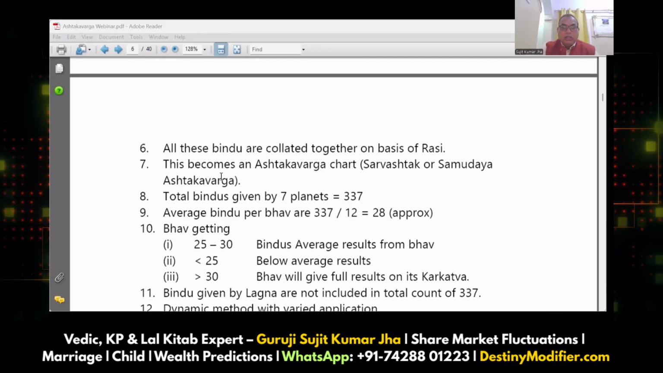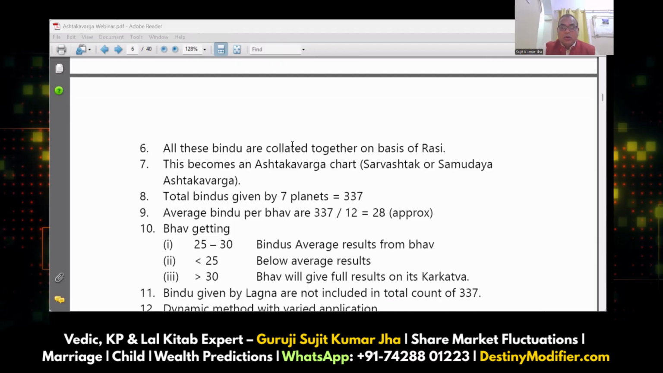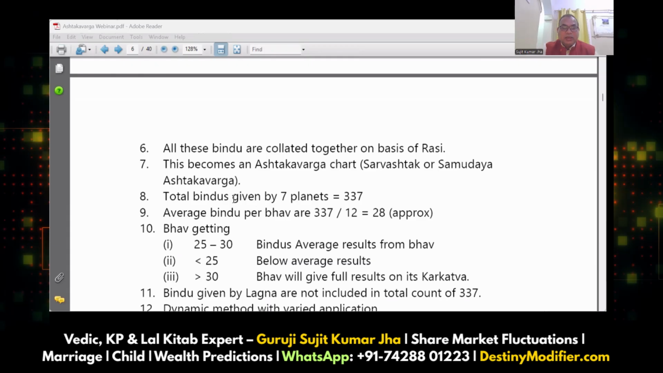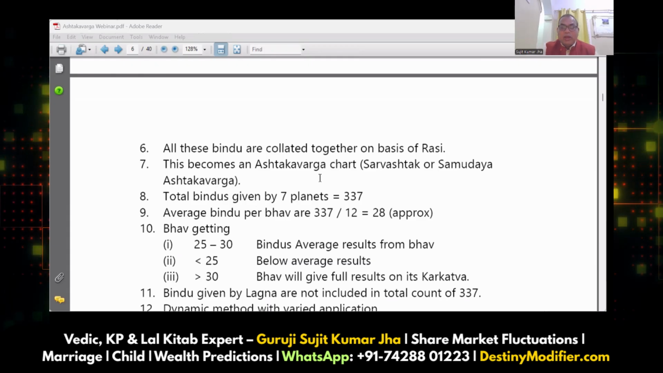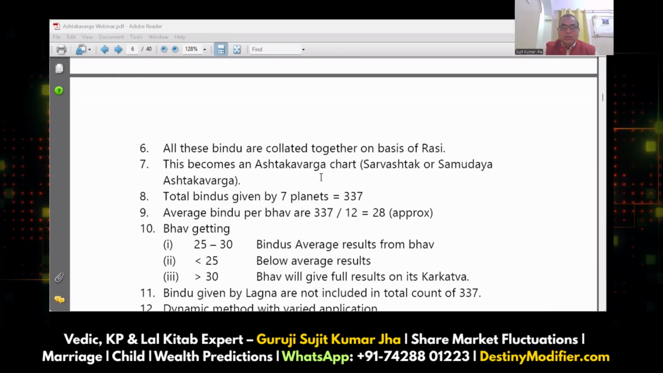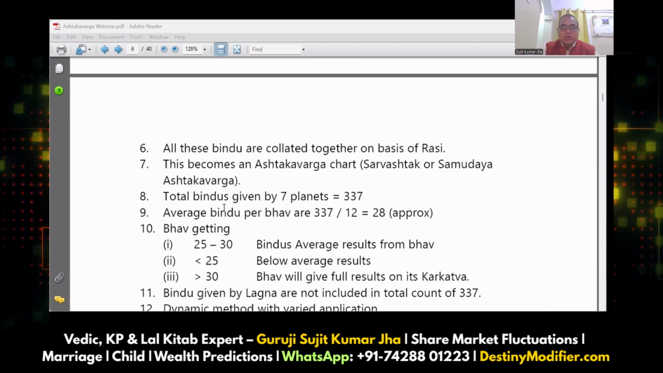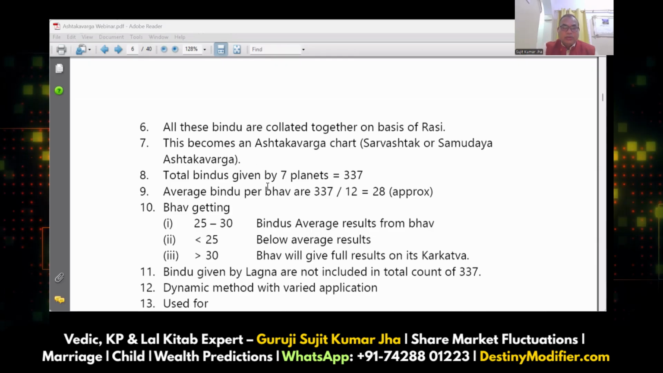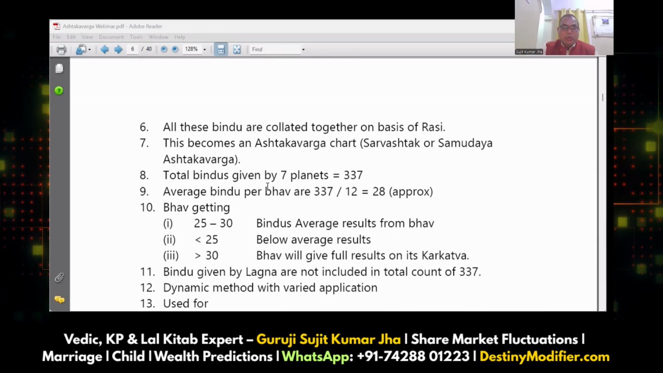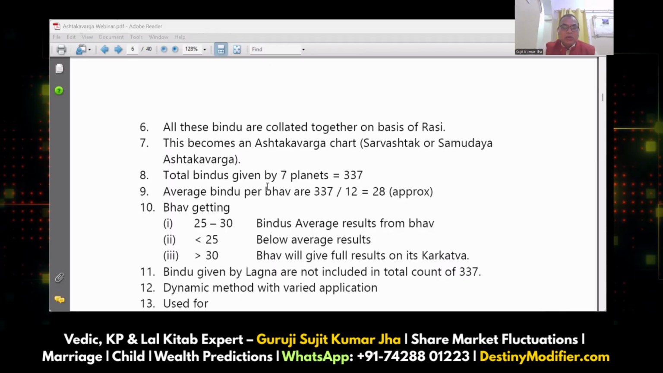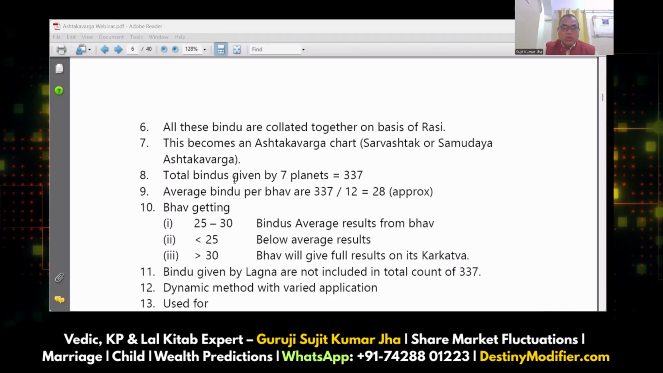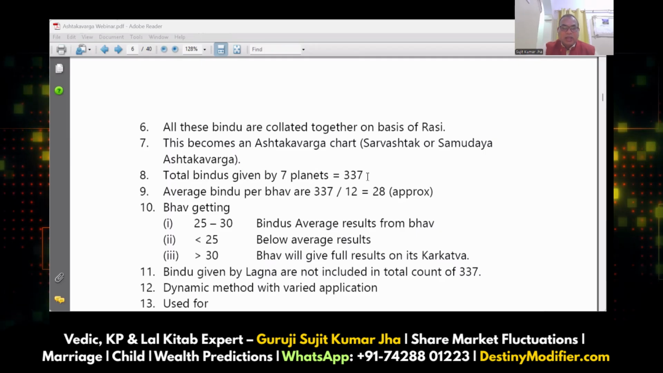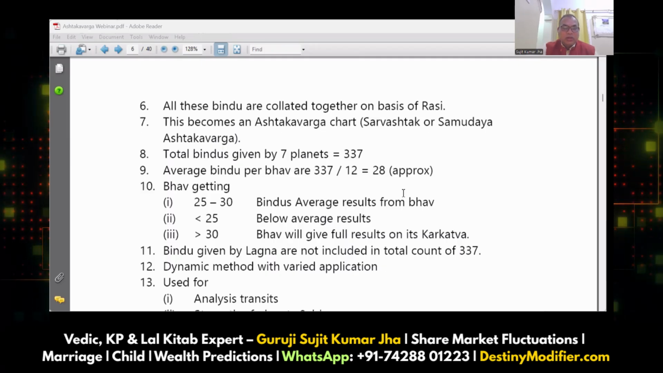So all these bindu are correlated together on the basis of Rasi. This becomes an Ashtakavarga chart. Samudayak Ashtakavarga chart means we combine all individual planet points together and keep them in one Rasi, then it will give the Samudayak Ashtakavarga. So the total bindu given by 7 planets are 337, divided by 12, that is 28.